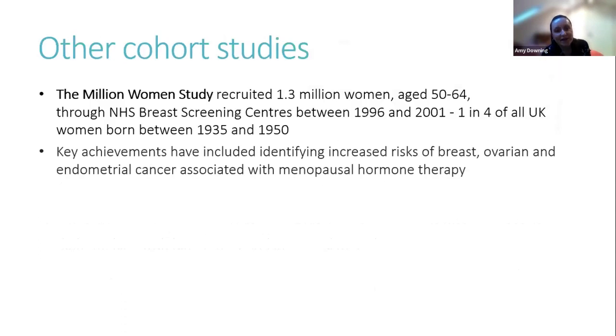Another example of a cohort study is the Million Women Study. And this has recruited 1.3 million women aged 50 to 64. These were recruited through the breast cancer screening centres between 1996 and 2001. And this sample equates to 1 in 4 of all UK women born between 1935 and 1950. This study's published loads of papers, but some of the key things that they've found is that they've identified increased risks of breast, ovarian and endometrial cancer associated with hormone replacement therapy.